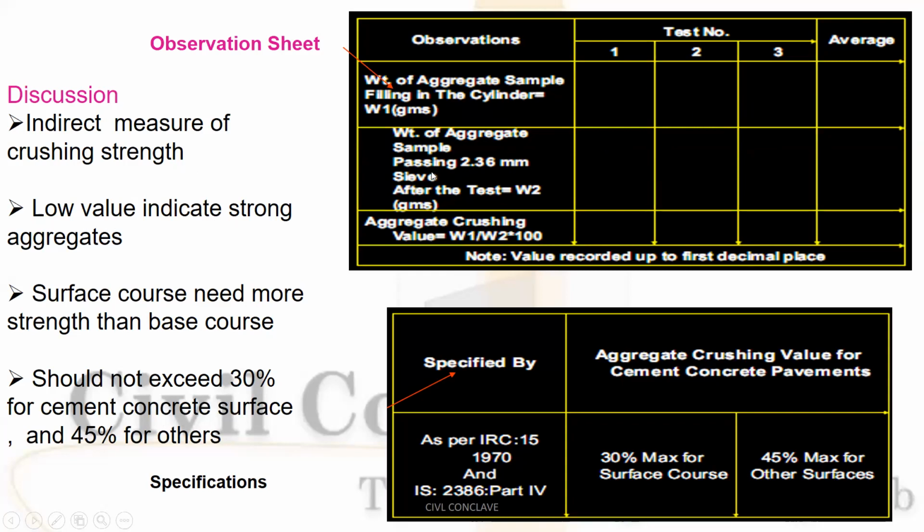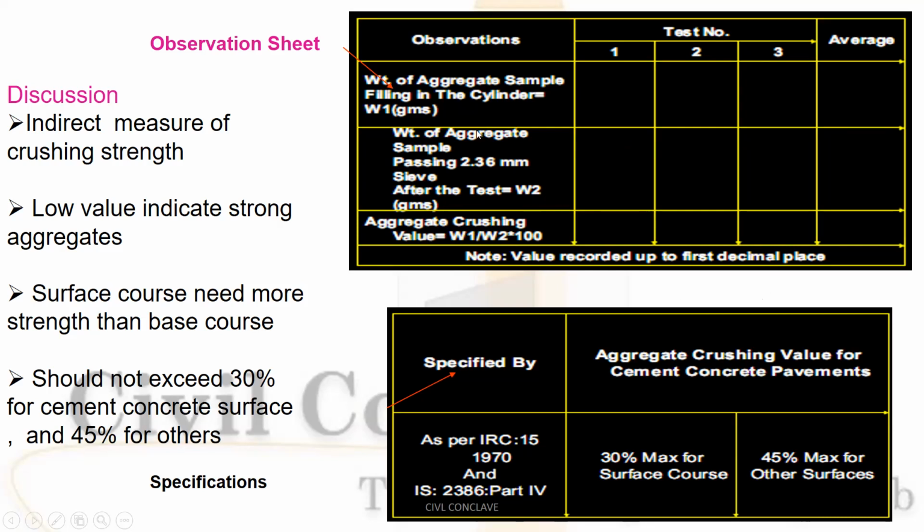Weight of aggregate sample passing the 2.36 mm sieve after the test has to be recorded. Aggregate crushing value is W1 divided by W2 into 100, where W1 is the sample weight and W2 is the weight after crushing.